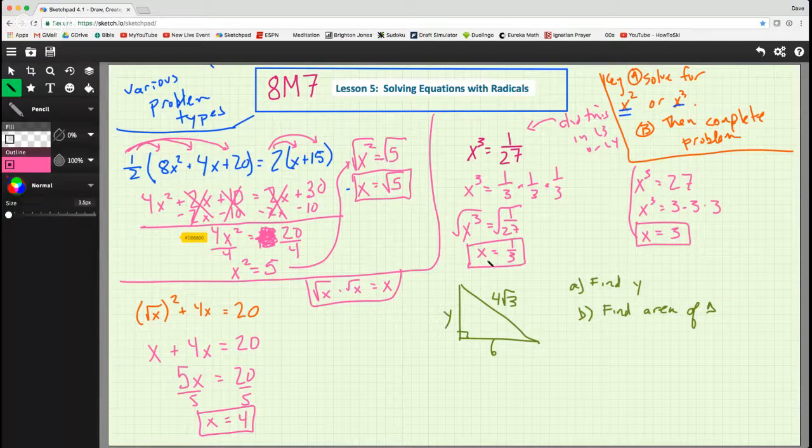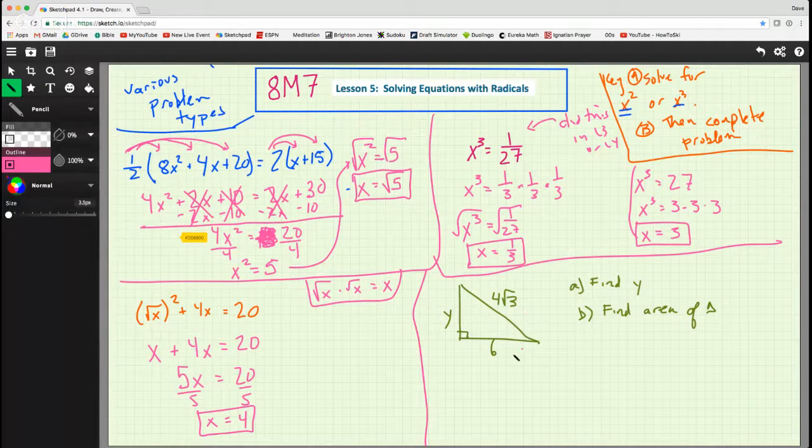So kind of solve it like if it was a 27, and then remember, you just got to put 1 over that, because this is 1 over 27. Okay, hopefully that made sense.